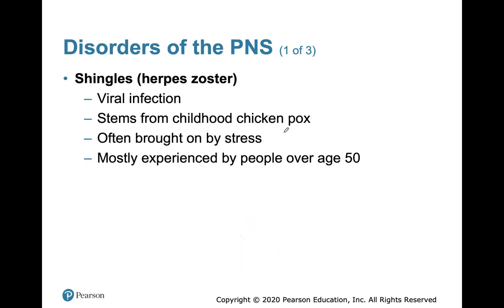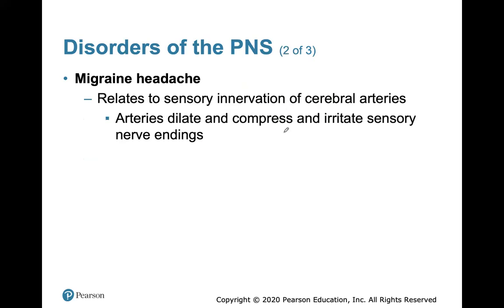And then a few disorders of the peripheral nervous system. There's just a couple that I want you to know because they will be important whether you go into a healthcare related field or not. Shingles is a viral infection. It stems from chickenpox, and it's often brought on by stress, and it's usually experienced by people over age 50. A migraine headache can be related to a sensory innervation of the cerebral arteries, where the arteries dilate and compress and irritate sensory nerve endings.